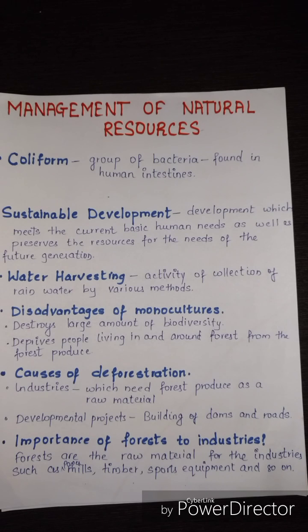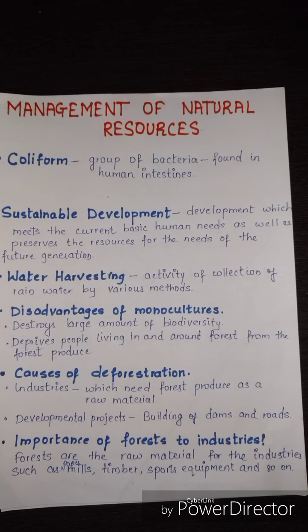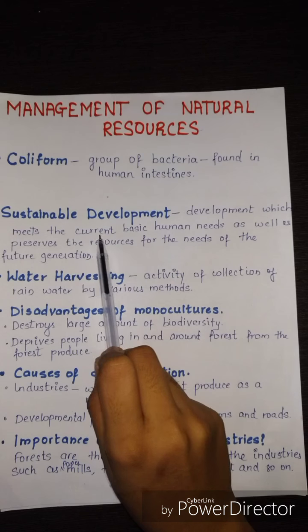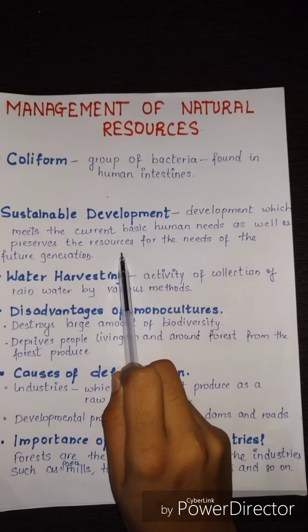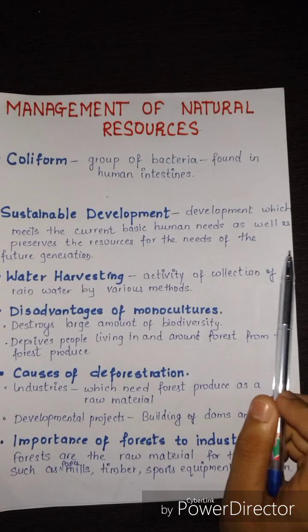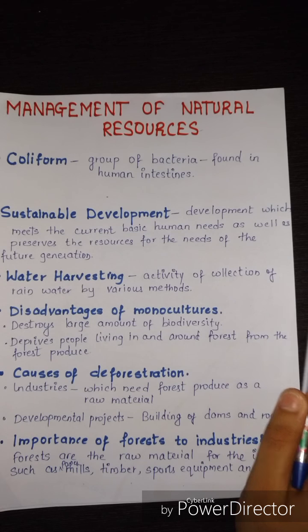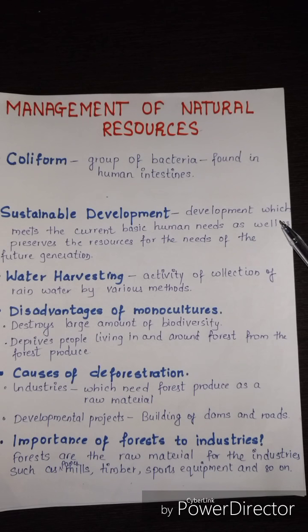Second is sustainable development. Sustainable development or sustainable management is a development which meets the current basic human needs as well as preserves the resources for the needs of the future generation. So it's a development which meets the current basic human needs and it preserves the resources.